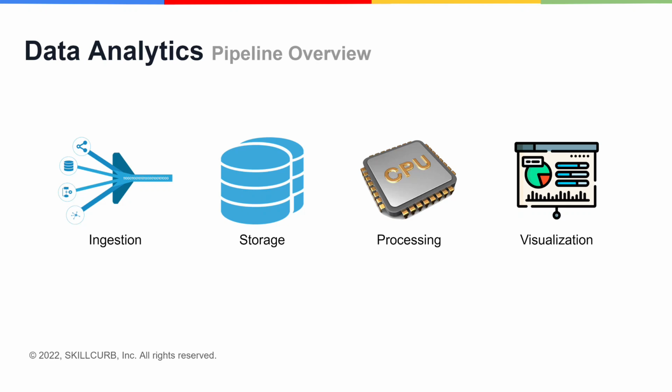Pipelines are a means of getting data from one place to another effectively. They're commonly used by engineers across the world for this purpose. There's four main stages of a data pipeline: ingestion, storage, processing, and visualization. We're going to look at all of these very soon in this course.